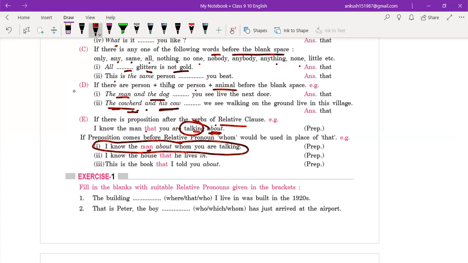Then that would be replaced with whom. I know the house that he lives in. This is the book that I told you about. Understood? Yes, sir. Sir, how can you change this sentence? This is the book about which I told you, isn't it?